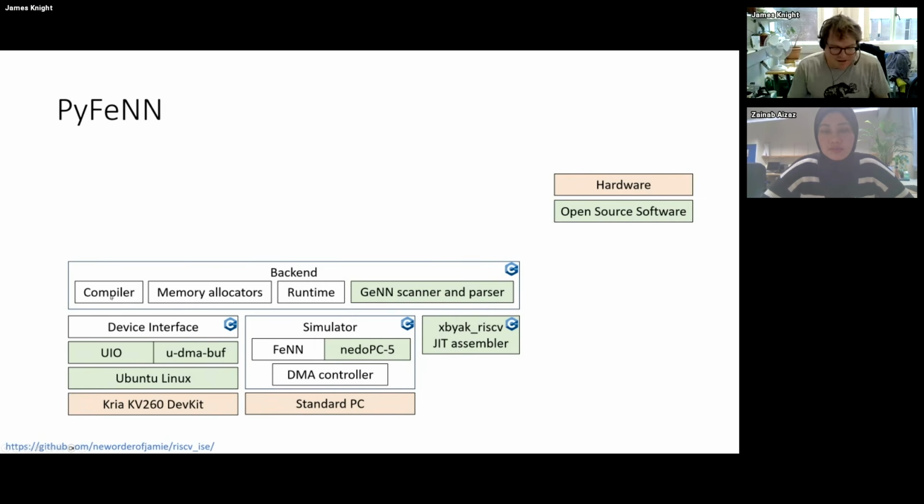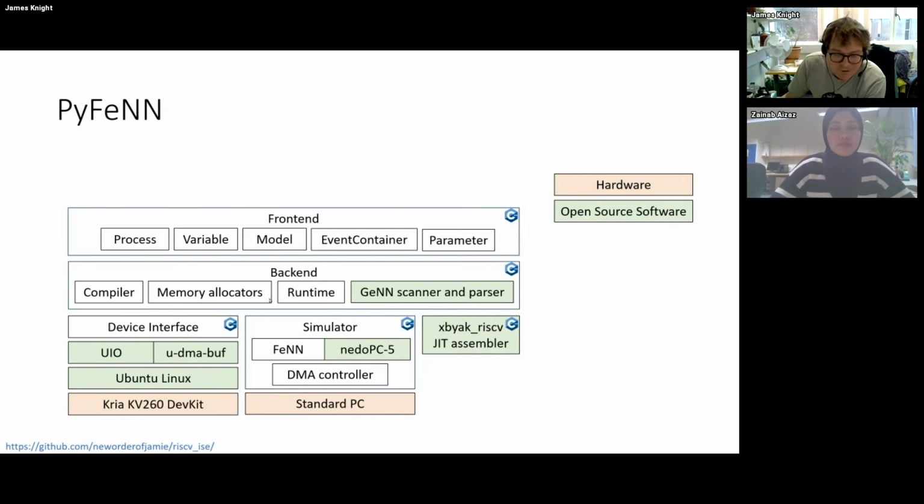We allocate registers very conservatively, so it's quite a simple compiler at this point. But combined with some simple memory allocators for the various types of memory that Zainab talked about, and a runtime that handles starting and stopping FEN using the memory mapped registers and this type of stuff, we now had something that we could program in a high-level language.